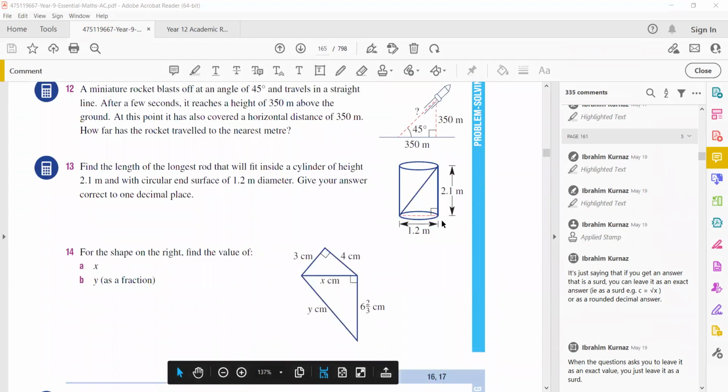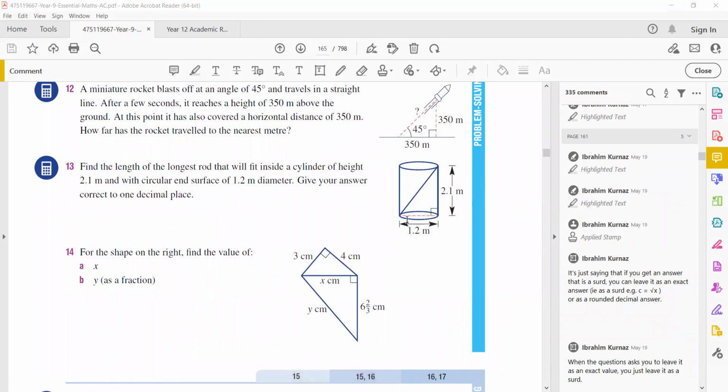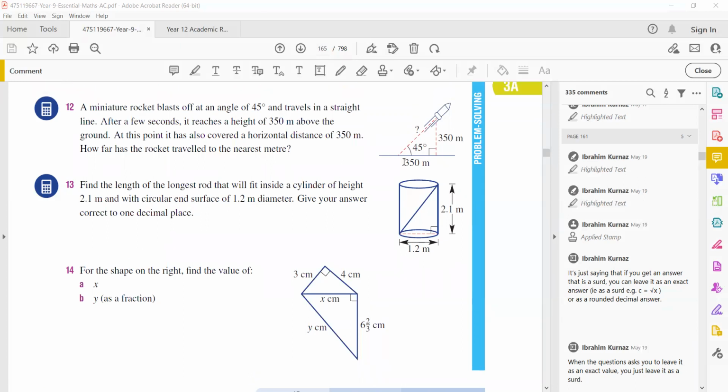This is the same for the cylinder. Find the length of the longest rod that will fit inside the cylinder, height 2.1, circular end surface diameter is given, give the answer to a correct decimal place. That's a very good question. And also the rocket. This is this length, how much rocket has gone. Always Pythagoras theorem.